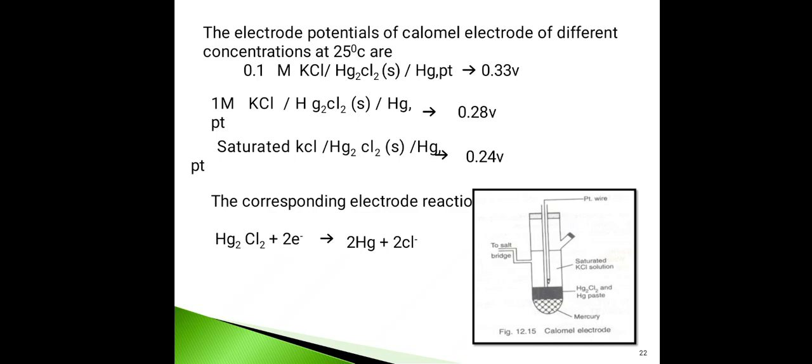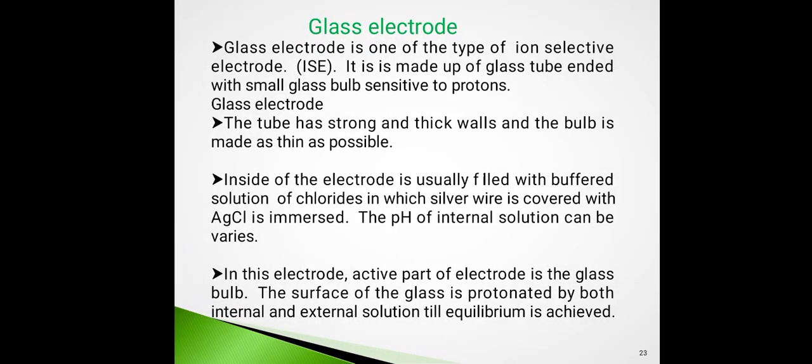sorry, it is represented as E is equal to E naught minus 0.0591 by n log Cl minus ion concentration. Okay, it is a very important aspect. And if you rewrite, it is also written as E is equal to E naught minus 0.0591 by n log 1 divided by Cl minus ion concentration. Okay, so that is about the calomel electrode.